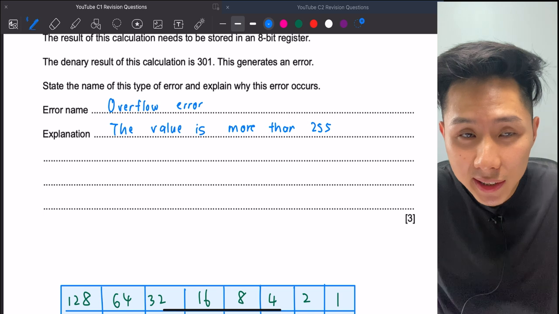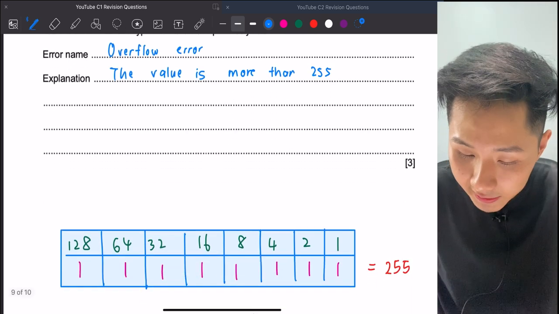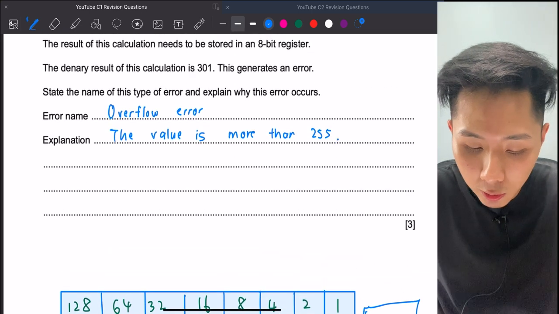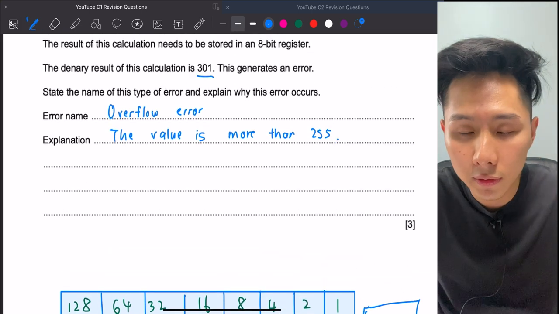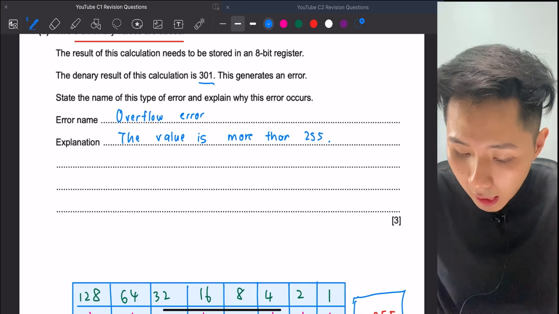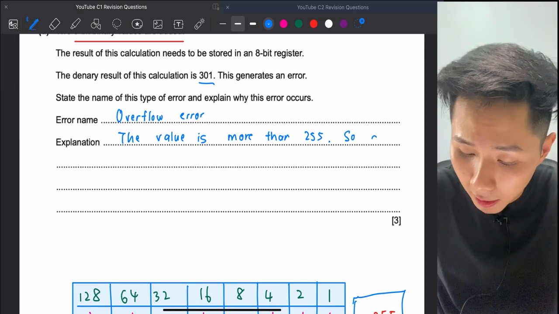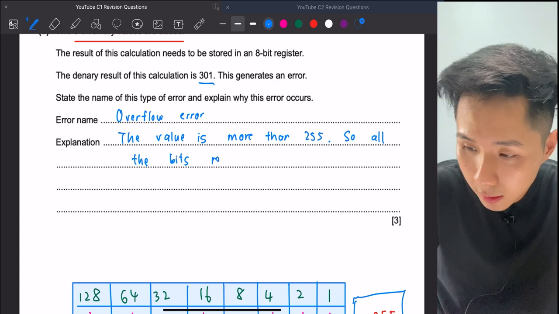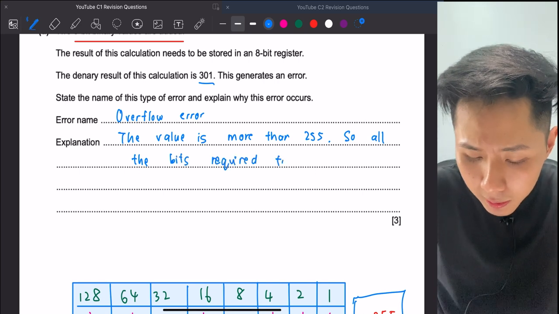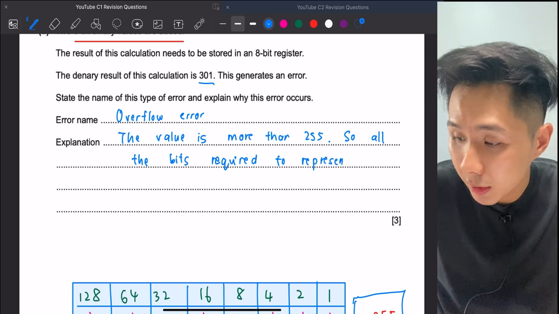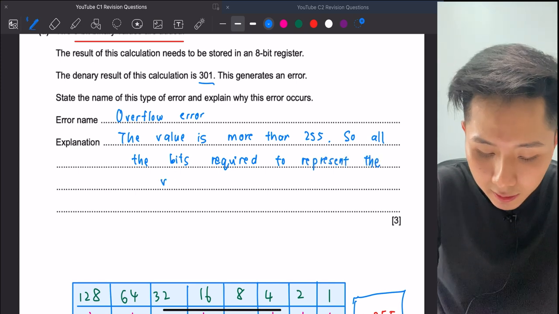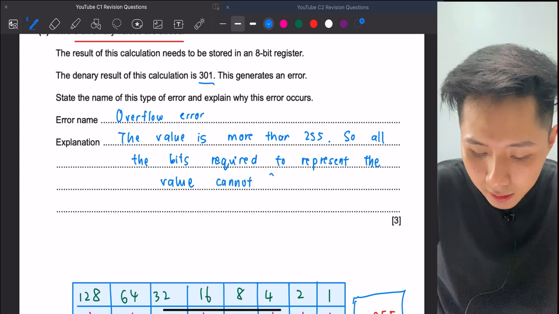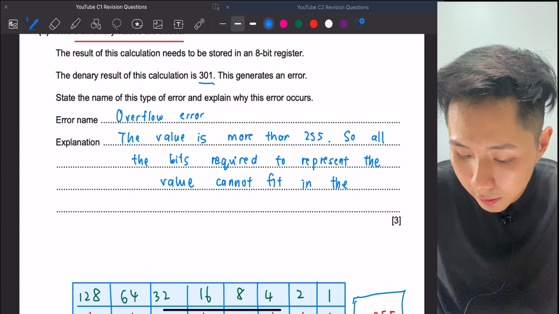And the big deal about this is because 255 is the maximum value that an 8-bit register can take. Since 301 is more than 255, we have an overflow error. And so you can also explain, according to the marking scheme, that all the bits required to represent it, which means even if I put all ones in my value, it cannot represent the answer. The value cannot fit in the 8-bit register.